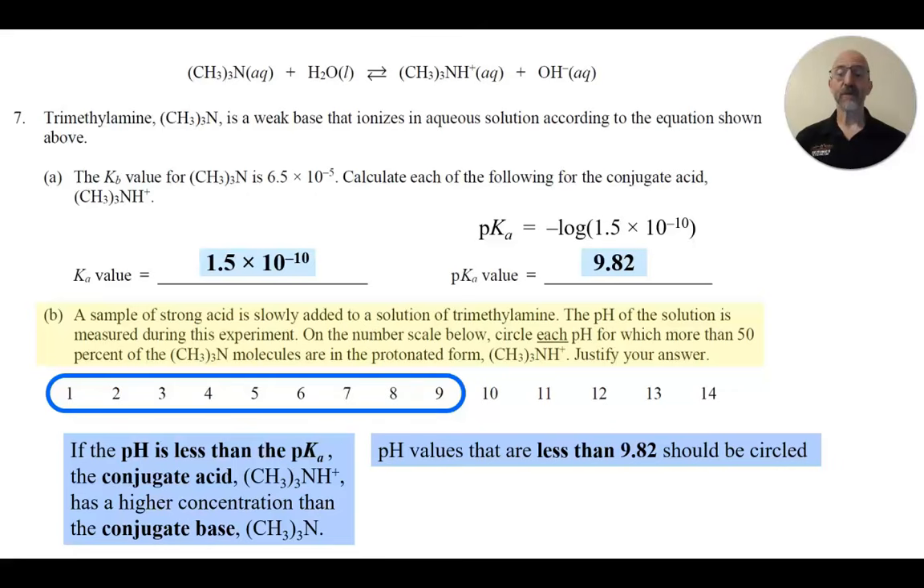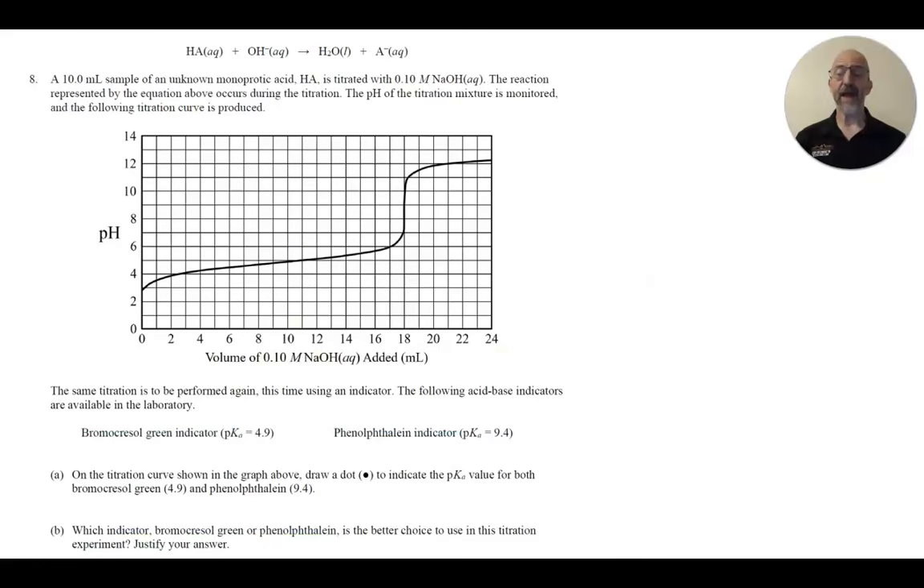Okay, now it is time to move on to question 8 in the packet. And we can see in question 8, it's another example of choosing the best indicator for a titration experiment. So question 8 says the following. A 10 milliliter sample of an unknown monoprotic acid, HA, is titrated with 0.10 molar sodium hydroxide. The reaction represented by the equation above occurs during the titration. The pH of the titration mixture is monitored, and the following titration curve is produced.